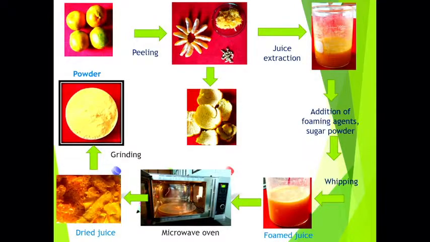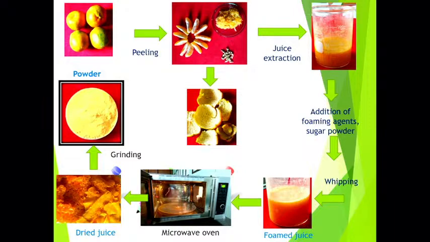So here this is the complete procedure. Firstly we have to peel, then extract the juice using a juicer, then add the different foaming agents, then whip at different times, then dry, and we got the optimized condition for the foaming agent.